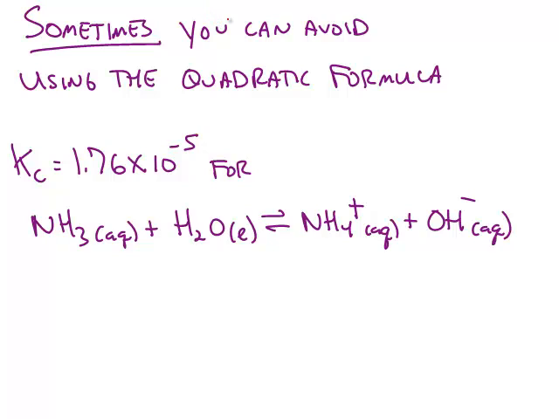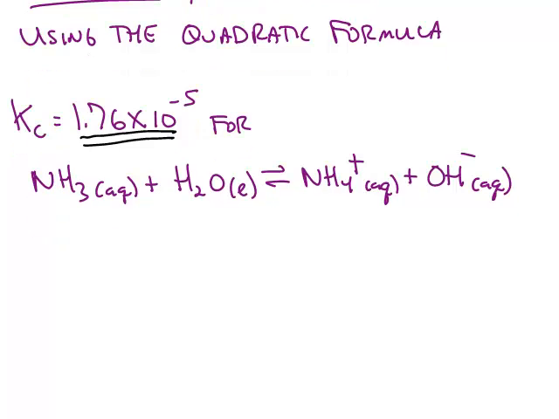Sometimes you can get rid of the quadratic formula for a particular ICE chart. It doesn't always work, but sometimes, especially if you have a very small or very large value of the equilibrium constant, that'll work to your advantage where you don't have to do the quadratic formula. You can do the quadratic formula and get the correct answer.